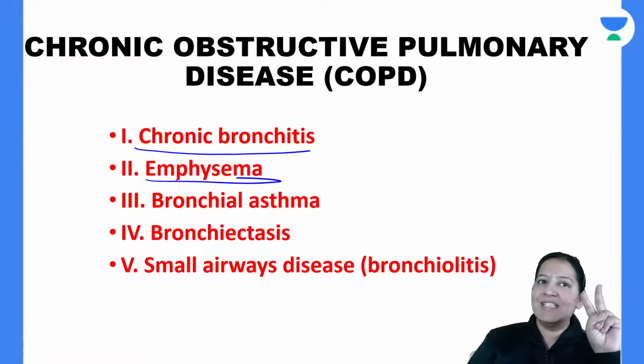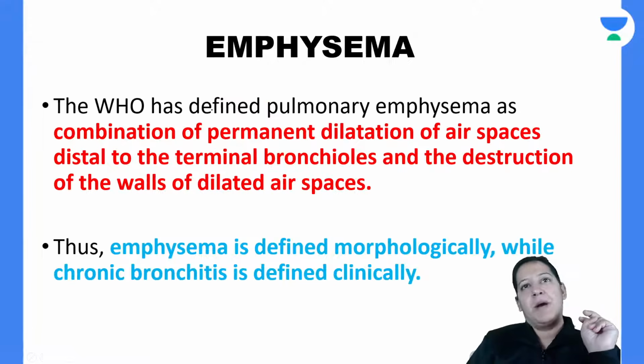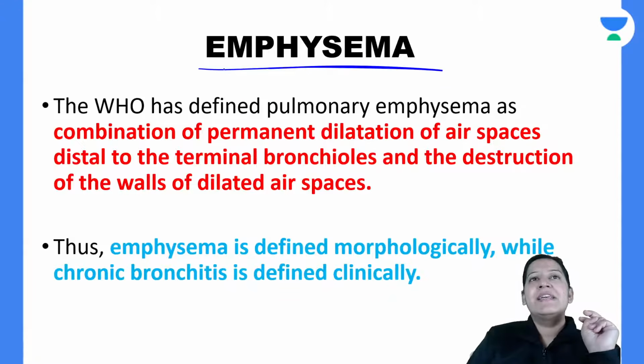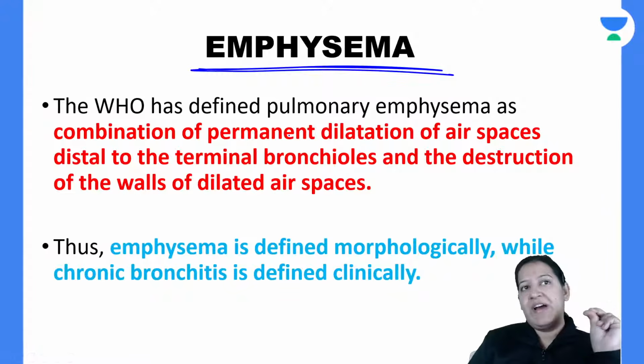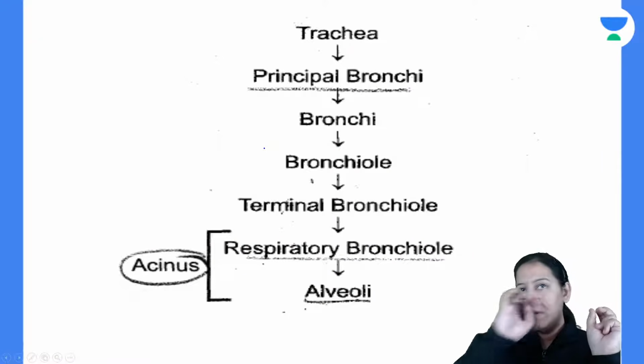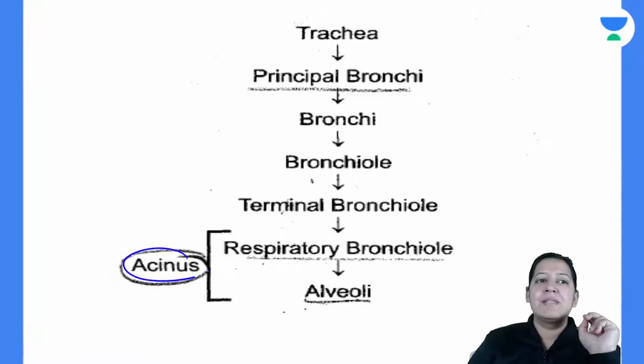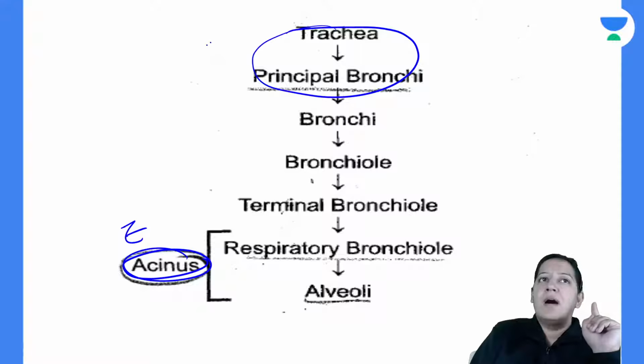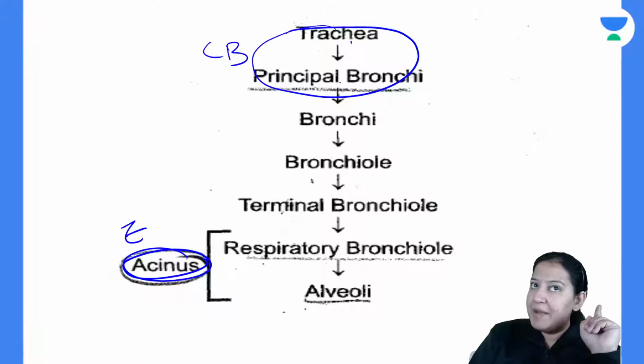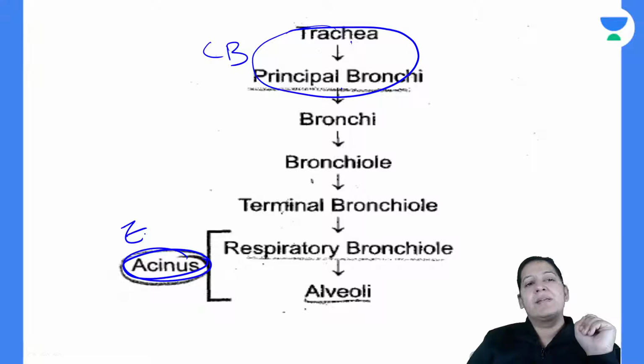Now coming on the second COPD, that is emphysema. What is emphysema? You know in this tree, emphysema is a disease of acinus. Chronic bronchitis was a disease of trachea and bronchi, but emphysema is a disease of acinus.